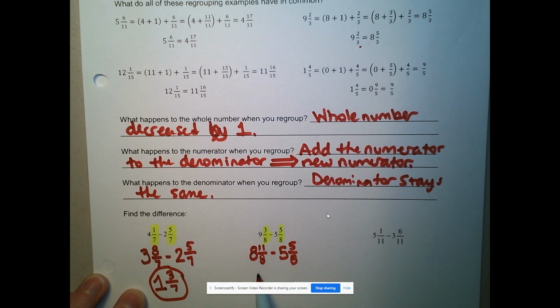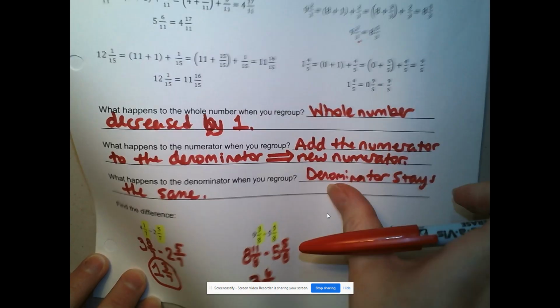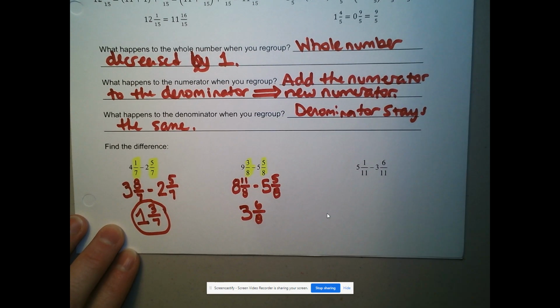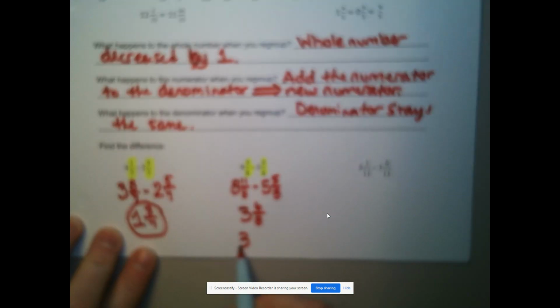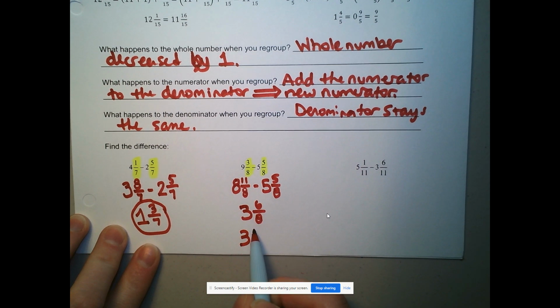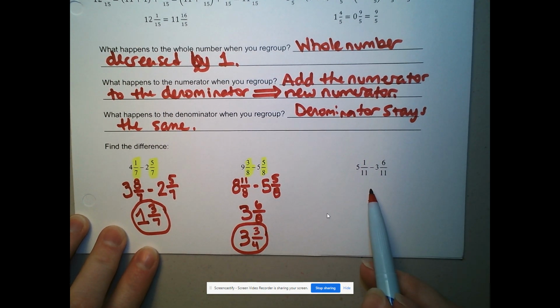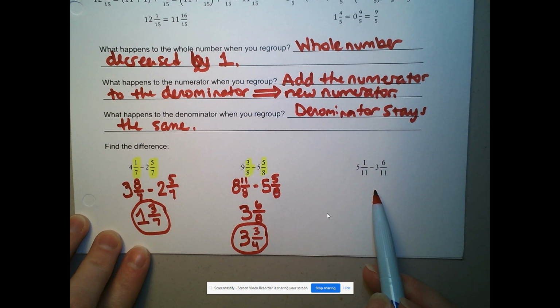So 8 take away 5 is 3. 11/8 take away 5/8 is 6/8. And I notice that 6/8 is not in lowest terms, and it's going to be 3, divide by 2, and 3/4. Last one. You can always pause me and see if you can try this one on your own before I do it. So feel free to hit pause.